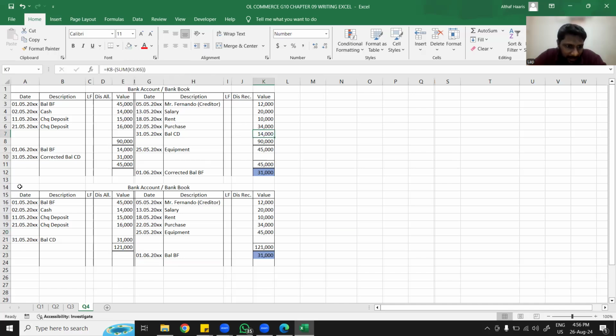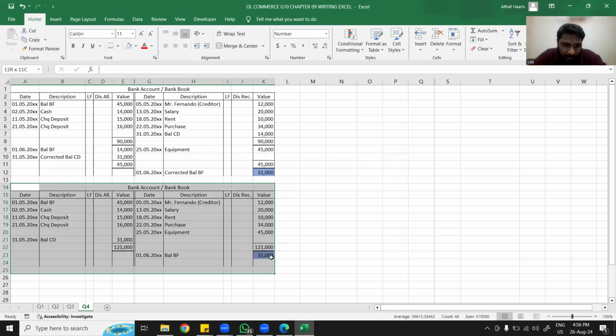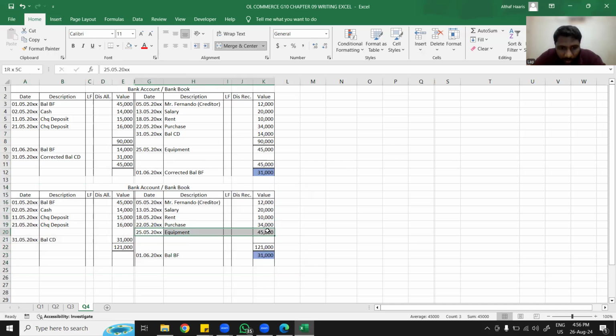This second method, like the one that I have selected now, is very easy and straightforward. It won't complicate things. Visually, this one is ugly in presentation. This is very nice in presentation. You prepared the cash book from the beginning by including the new entry that they are telling.